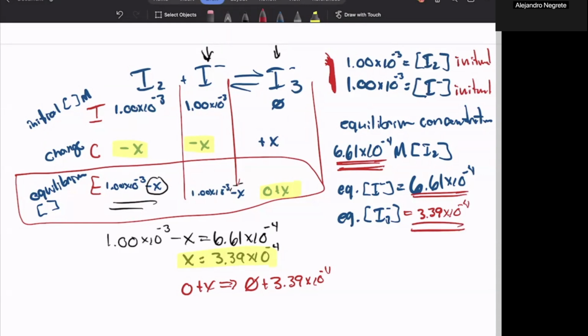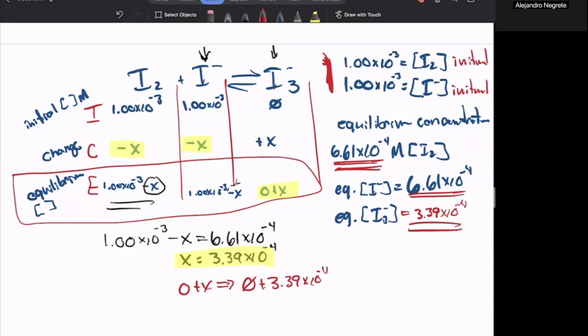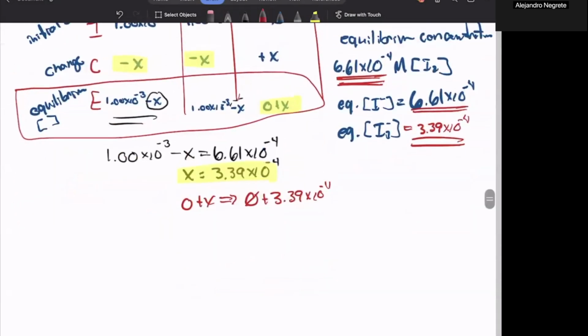At equilibrium. All right. Before we move on, now that we know these equilibrium concentrations, let's talk about Q sub C. If these are at equilibrium, then K sub C is equal to Q sub C. And we can figure out Q sub C by products over the reactants.